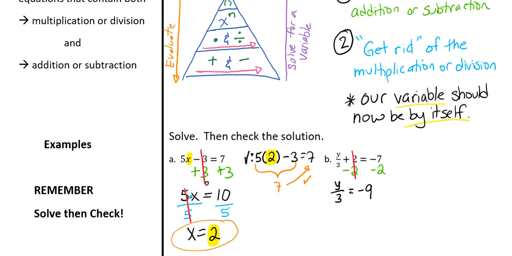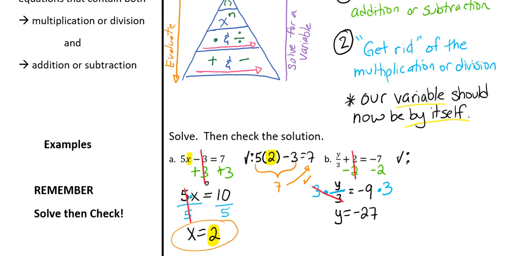And now we're ready to get rid of our divide. Our fraction bar is actually a symbol for division. So what is the inverse of division? It's multiplication. So we're going to multiply both sides by 3, and that makes it so that we have 3 divided by 3. So that's going to go away. So now we have y equals negative 27.